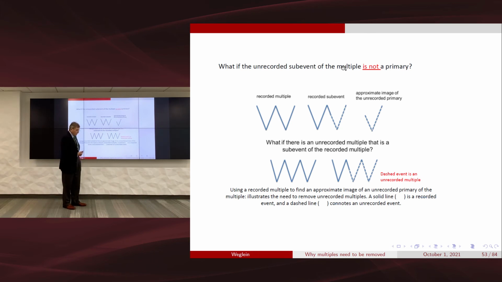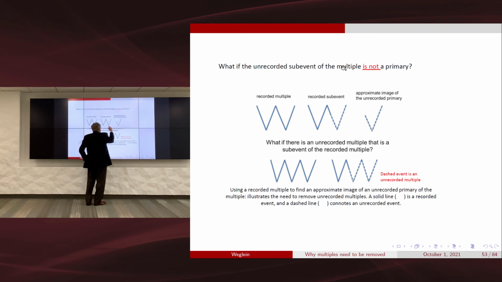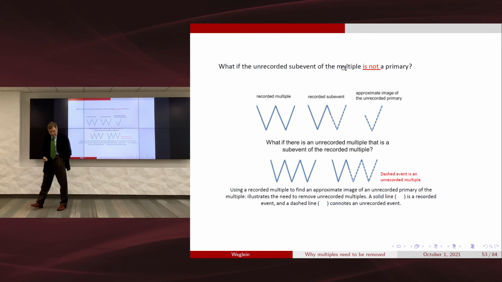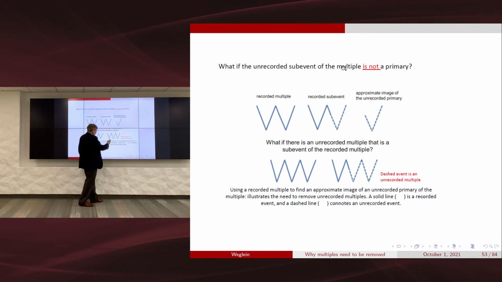So, what we've shown before is for a smooth velocity model, if you have recorded primaries and recorded multiples, the multiples must be removed, or they'll give artifacts. Yes? That was established previously. What this is saying is if you have an unrecorded primary that you're trying to find an approximate image of, using this in combination with this, then you have to assure that this unrecorded event is in fact a primary. So if there are unrecorded multiples there, that unrecorded multiple must be removed. It will give you an artifact if I treat it as though it was a primary.